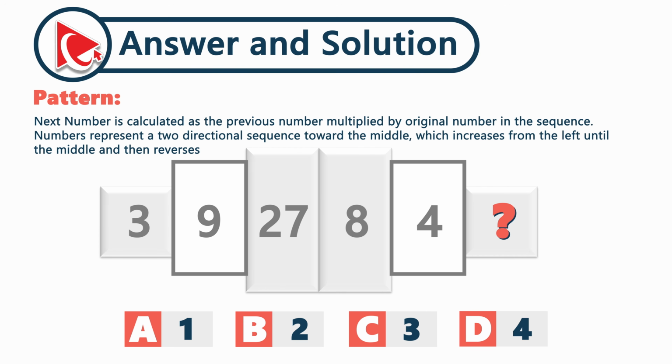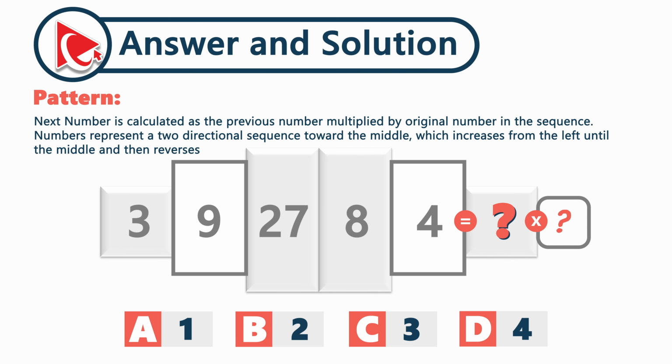Let's start from the left. 3 multiplied by 3 equals 9. 9 multiplied by 3 equals 27. At this point, pattern reverses, and we need to start from the right. Can you calculate what would be missing number multiplied by missing number equals 4? 2 missing numbers equals 4.